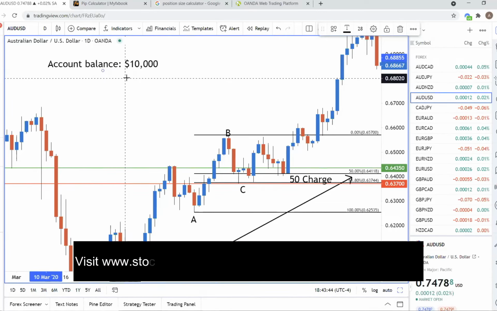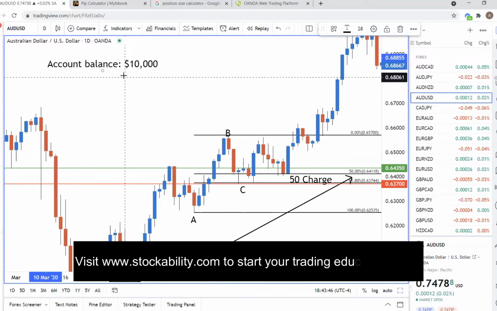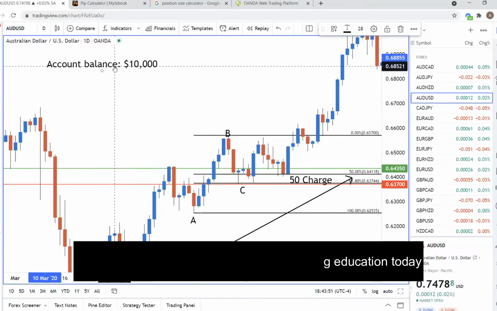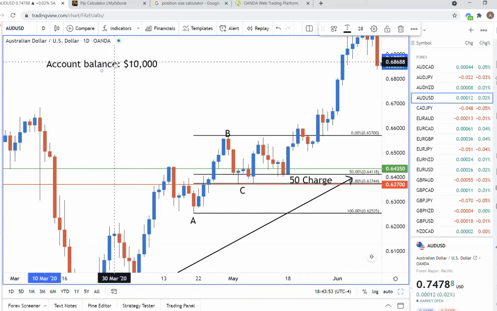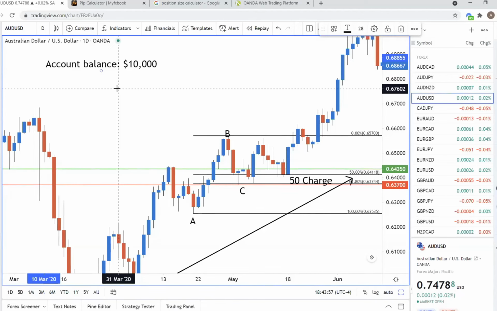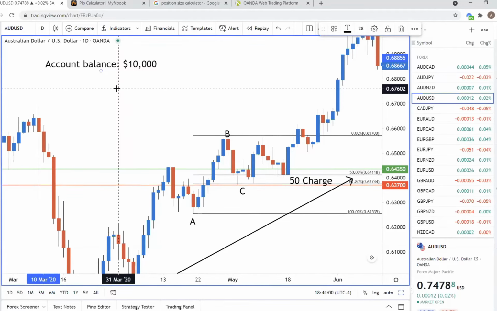So if we know how much money is in the account, or the balance of the account, then we're going to need to know how much am I willing to risk per trade, right? So we like to do a percentage of the account balance, right?